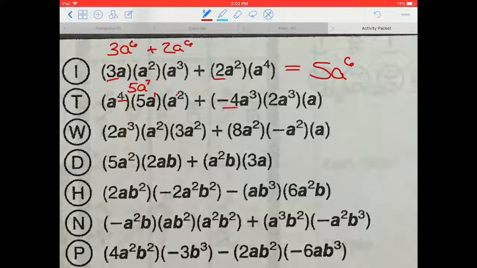Plus 4 times negative, or negative 4 times 2 is negative 8. A, 3 and 3 is 6, 7. So they're both a to the 7th. 5 minus 8 is negative 3, a to the 7th.